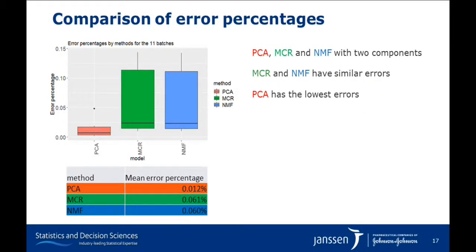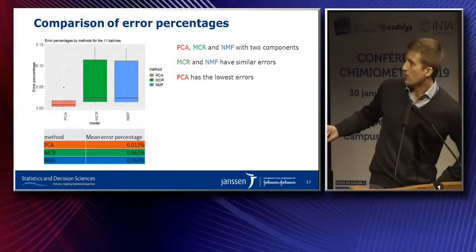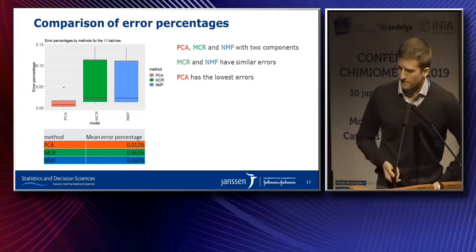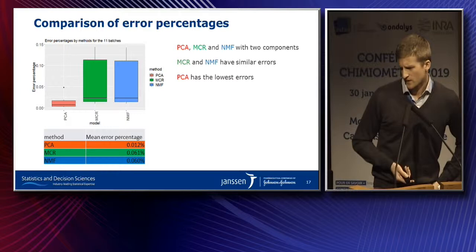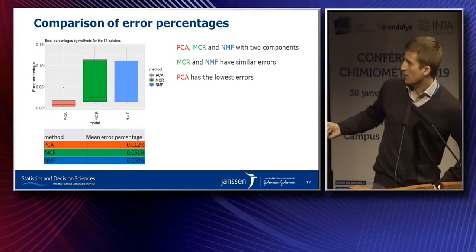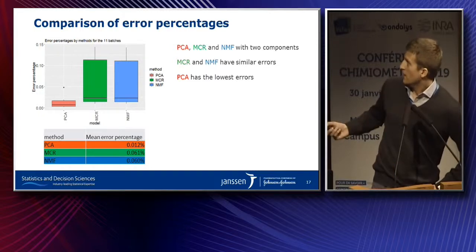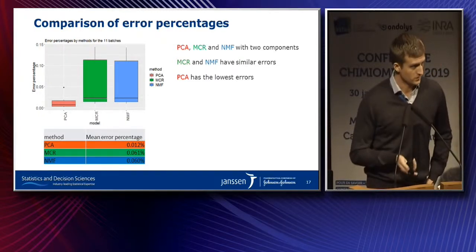And actually, if you look at this table, what I've done was to just calculate the mean error percentages for the 11 batches by applying PCA, MCR, or NMF. And we can see that MCR and NMF have quite similar errors, and PCA gives the lowest errors.